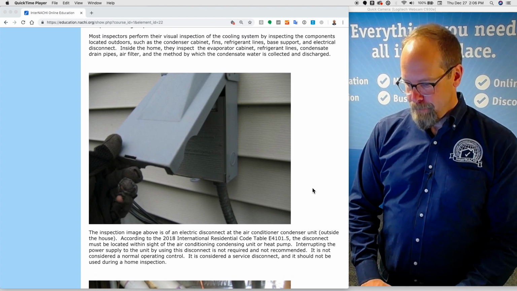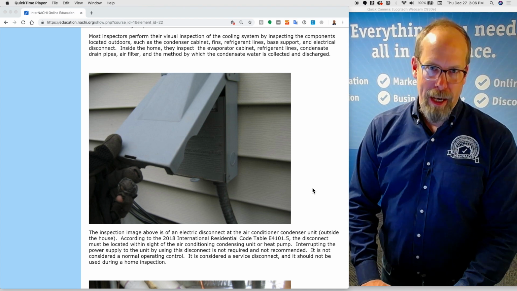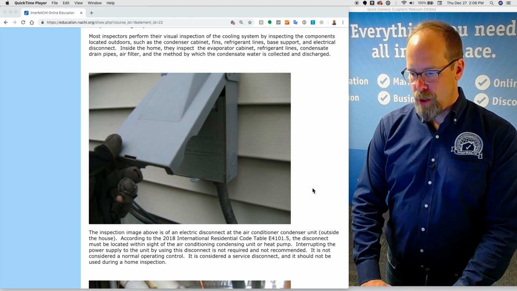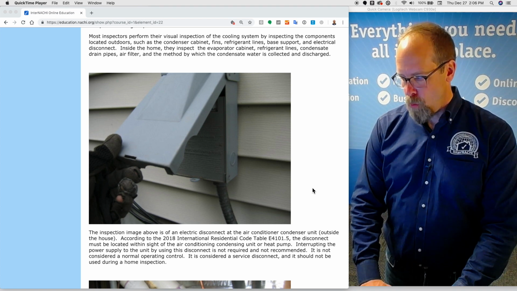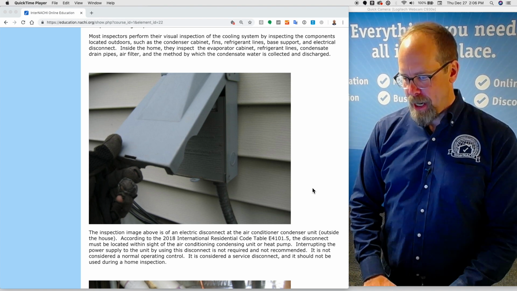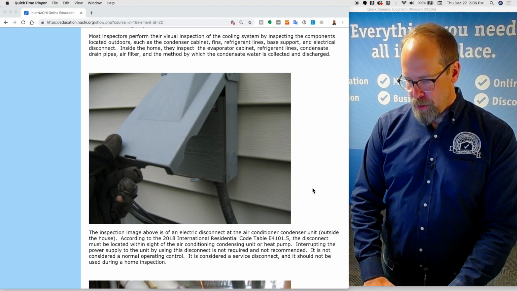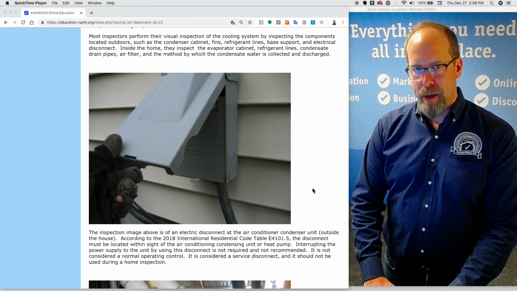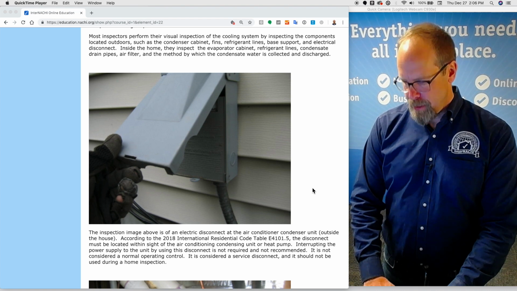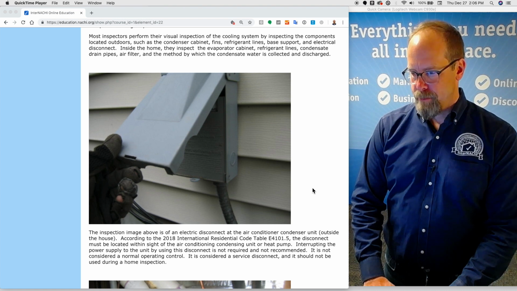The inspection image here is of an electric disconnect at the air conditioner condenser unit, which is outside the house on a split system. According to the 2018 International Residential Code, Table E4101.5, the disconnect must be located within sight of the air conditioning condensing unit or heat pump. Interrupting the power supply to the unit by using this disconnect is not required and not recommended. It is not considered a normal operating control. It is considered a service disconnect, and it should not be used during a home inspection.